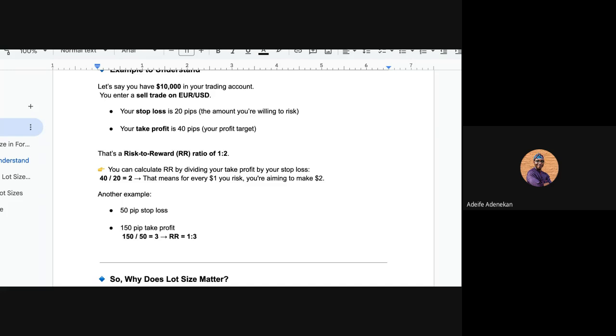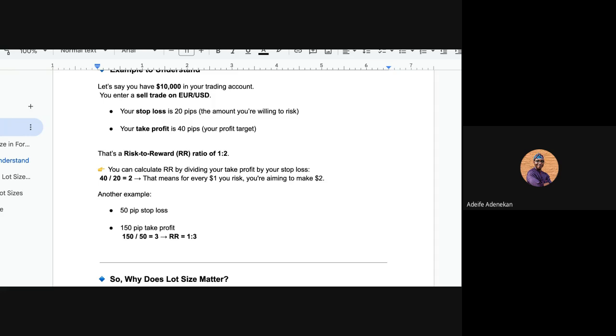So if you're entering a trade now and you say, okay, this trade I don't want to lose more than $500, and you've set your stop loss and everything to make sure that you don't lose more than $500, $500 is how much you are risking, right? And let's say your risk to reward is 1 to 2.